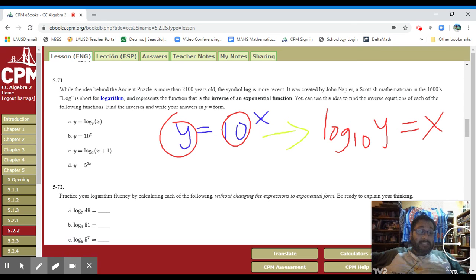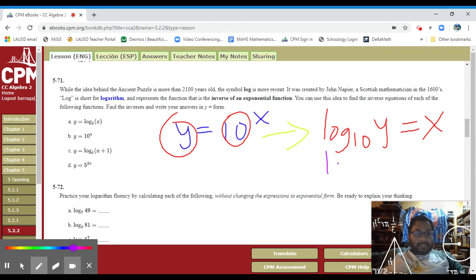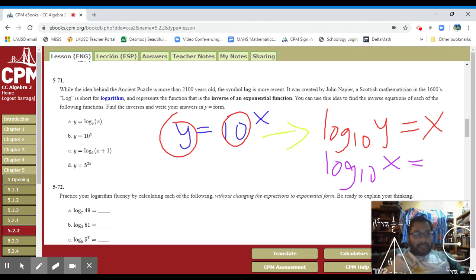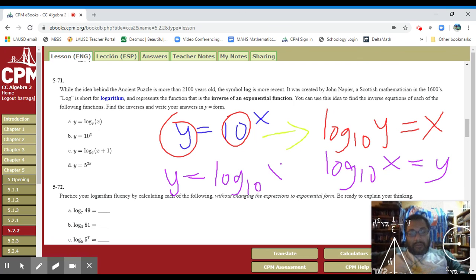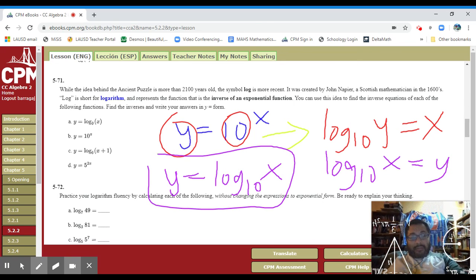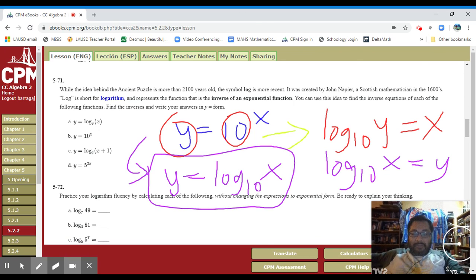Everything got switched, right? Because it's the inverse. So we're switching the order, and we're going to have to switch the variables here. So we get log base 10 of x equals y. So here's my solution. What's the inverse? It's y equals log base 10 of x. And that is the inverse of this first equation.